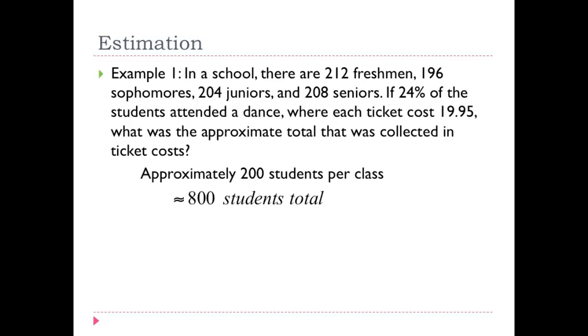Next, we're talking about 24% of the students attending the dance. 24% is about 1/4 of the students, right? It's very close to 25%, which is a quarter. So a quarter of 800 would be about 200 students.